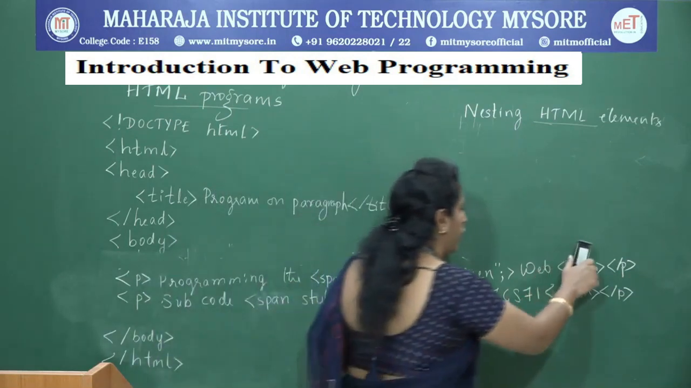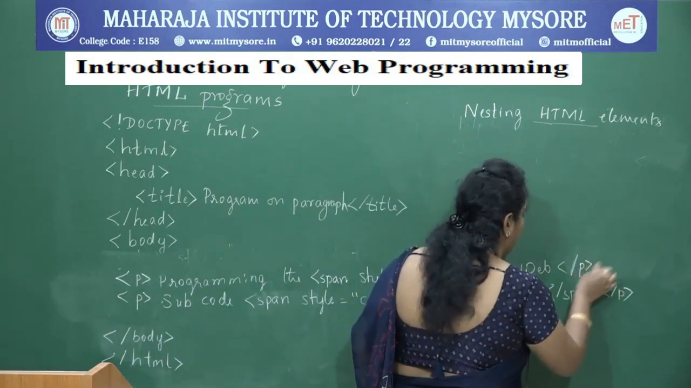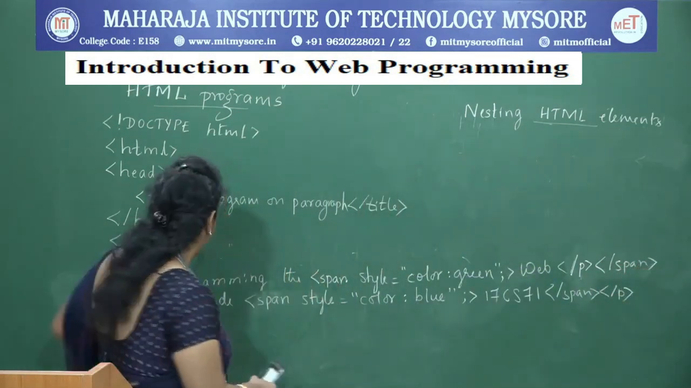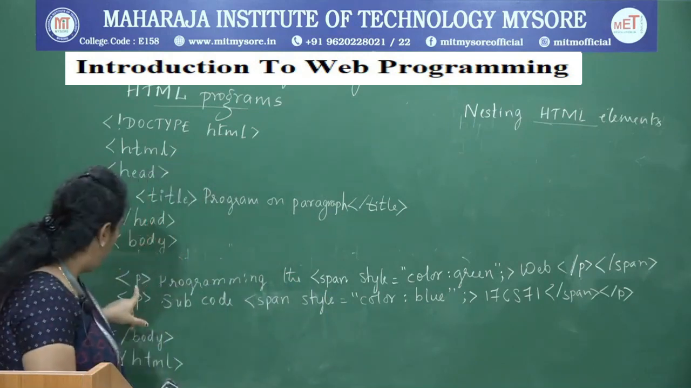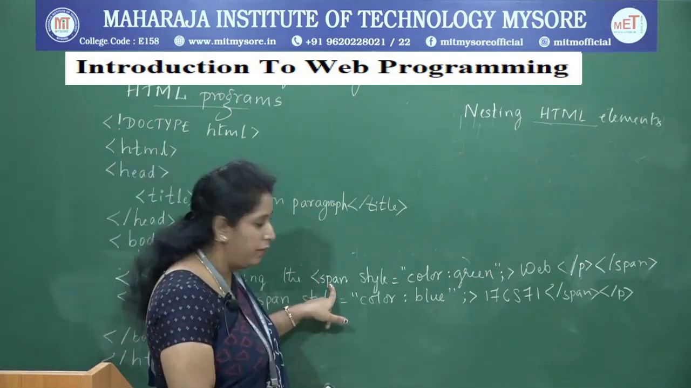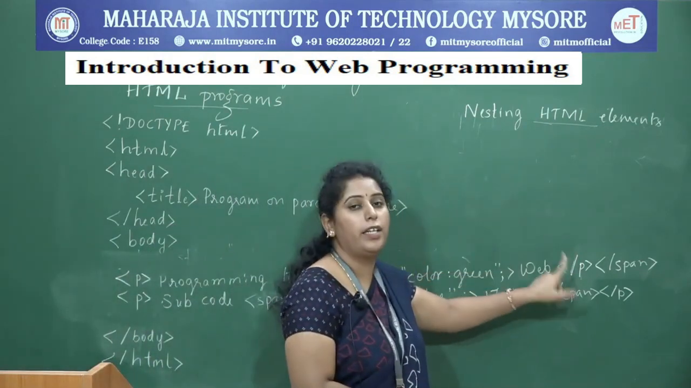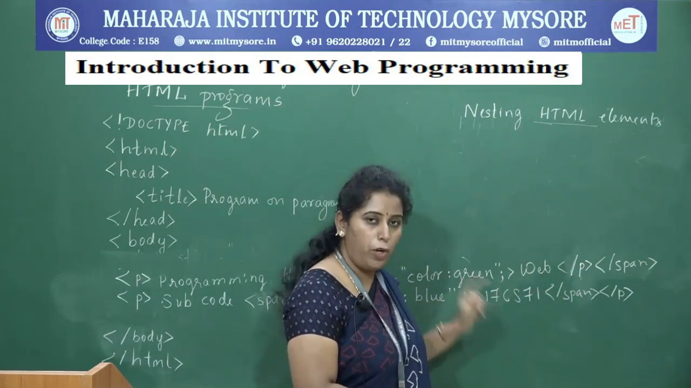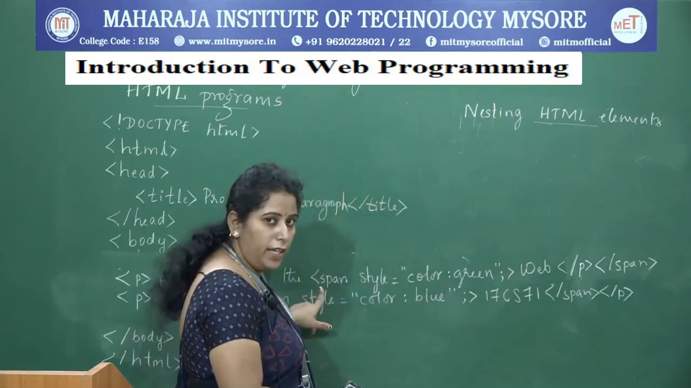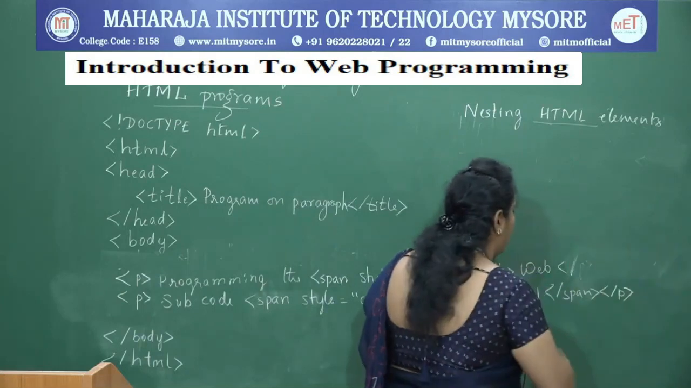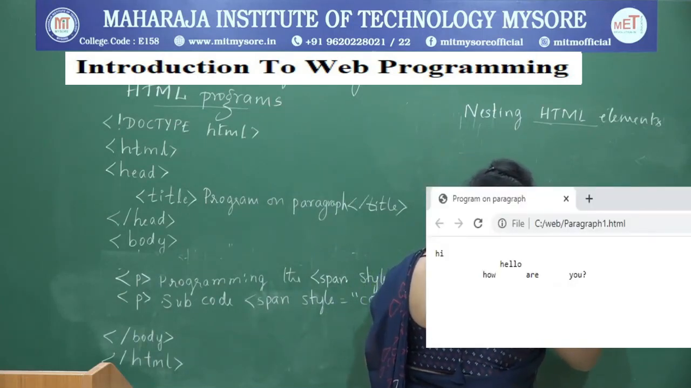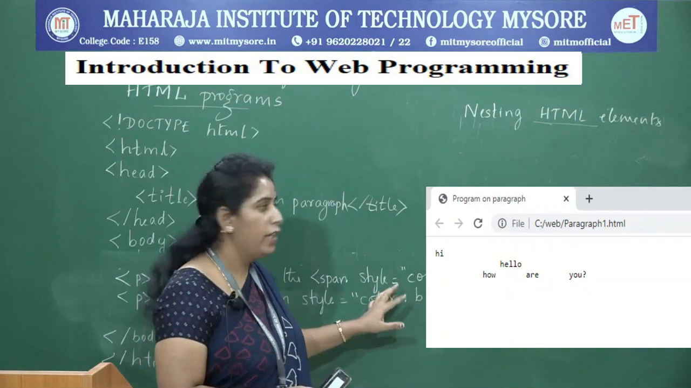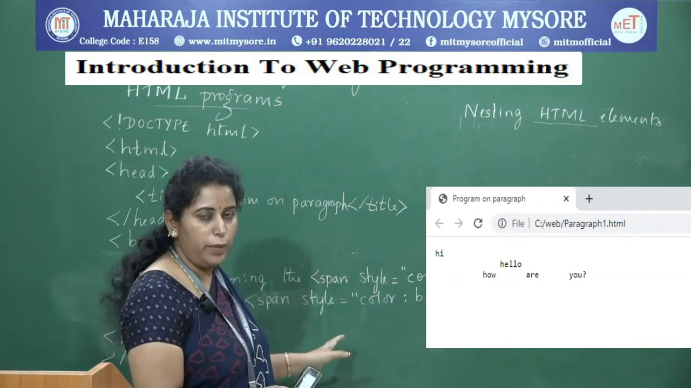In case you code in this way, what happens? Is this proper? See, the outer tag is P, the inner tag is span, and I have to close the outer tag first or the inner tag first. Is this correct? No, it is wrong. The nesting should be done properly while closing. Since this is the inner tag, first you need to close the inner tag only. Then you have to close the outer tag. So this is proper. So this is about nesting HTML elements.